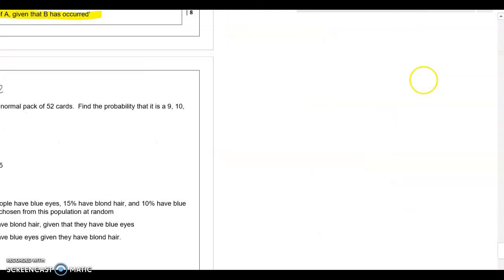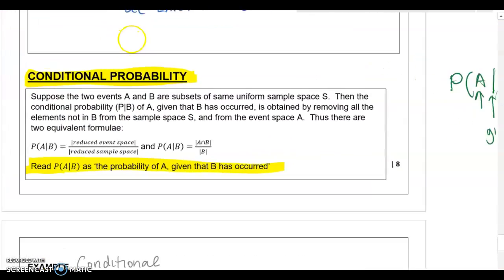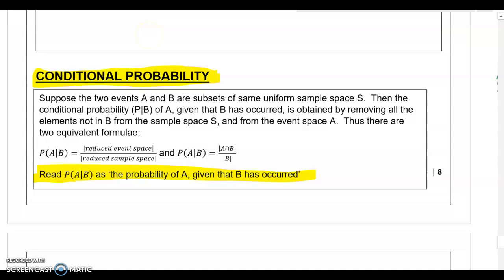Hi guys, today we're going to have a look in your booklets at conditional probability. You most probably have not seen this before in year 9 or 10. You may have glimpsed it a little bit, but most of you would not have seen this. So it's new. New is okay, new is just different, and we'll go with it.